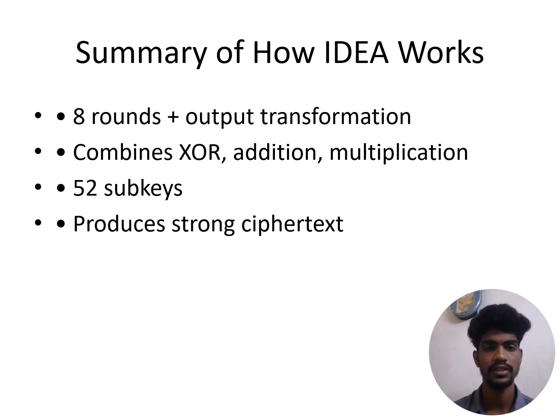Summary of how IDEA works. To summarize, IDEA uses 8 rounds of operation based on XOR, addition, and multiplication. It uses 52 subkeys derived from one 128-bit key. These operations collectively scramble the input data until the output becomes highly unpredictable. This structure makes IDEA very secure and reliable. Let's go through the algorithm once again for your reference.